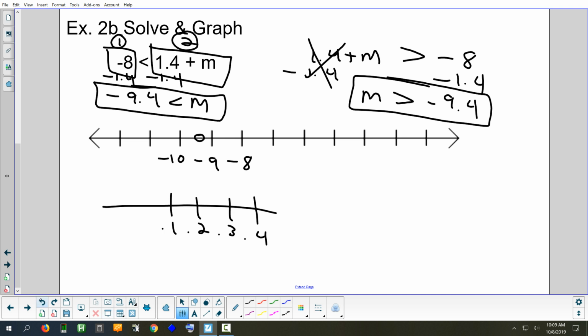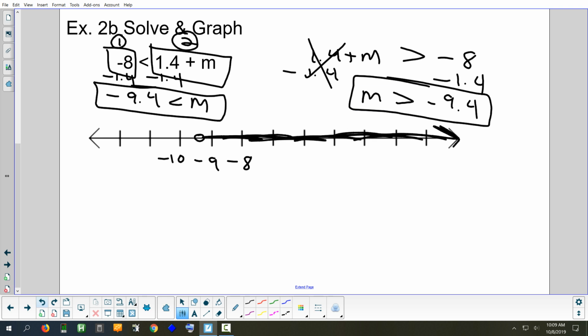Now I've got my open circle. Shade which way? Right. Yep, we're going to shade all numbers that are bigger than -9.4. These are the bigger numbers. Okay, any questions on that one?